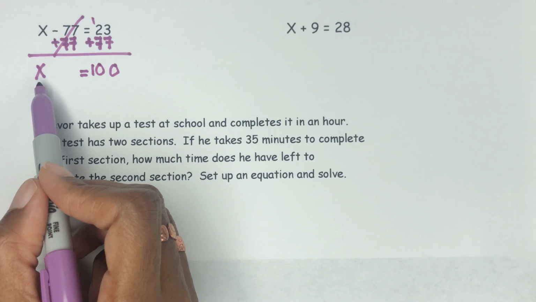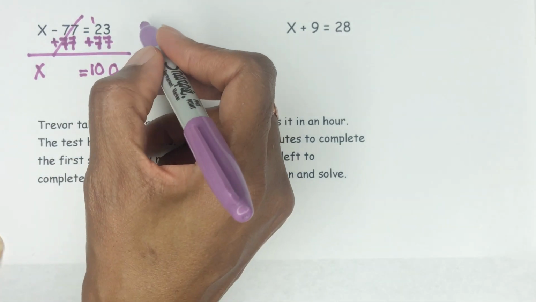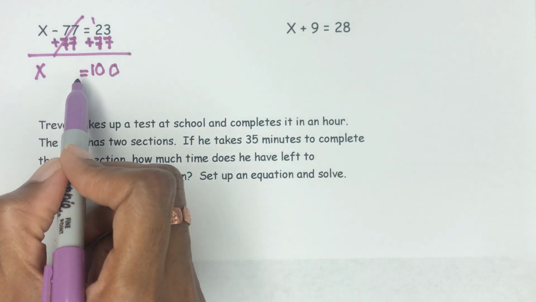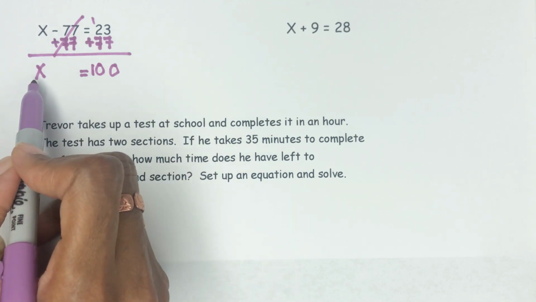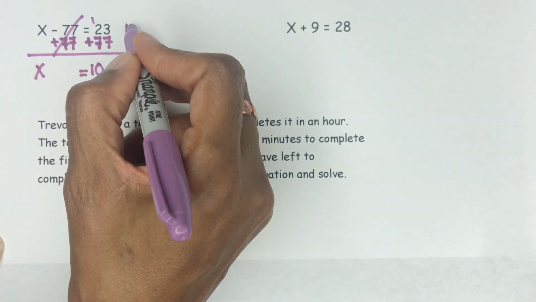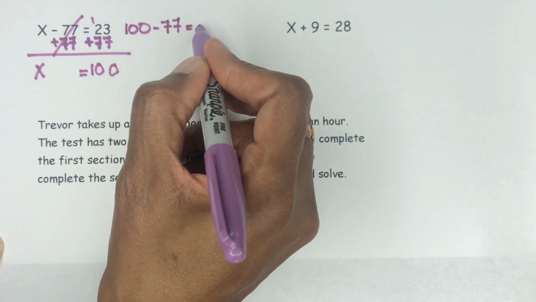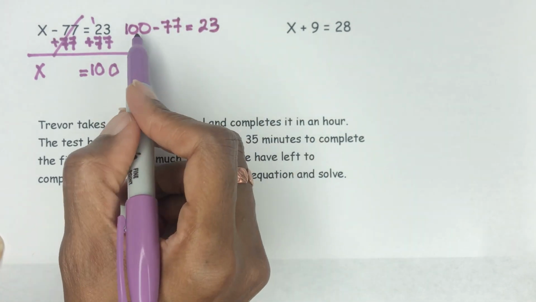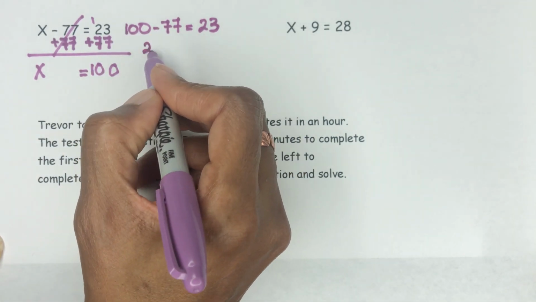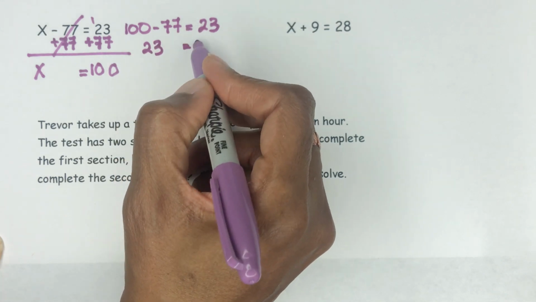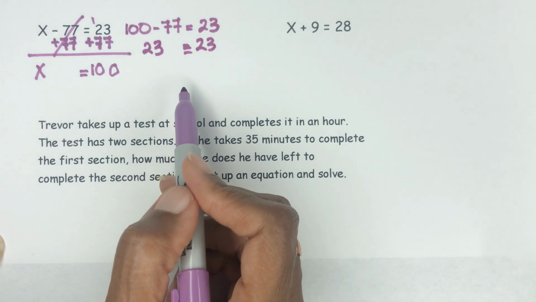Now how do we prove that X is 100? We said it is, so how do we prove it? The proof is if we actually put that value in, because we know the numerical value of X is now 100. We say 100 minus 77 equals 23. What is 100 minus 77? We just found out that is 23. 23 equals 23. So we know now that we have our equation nice and balanced.